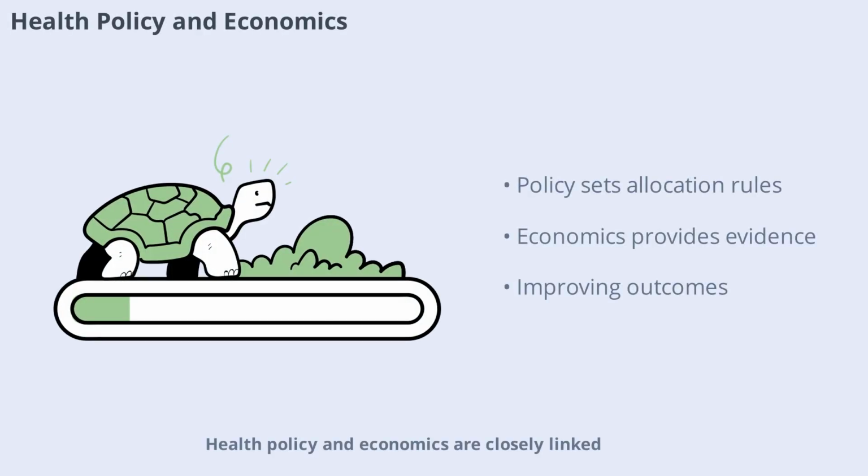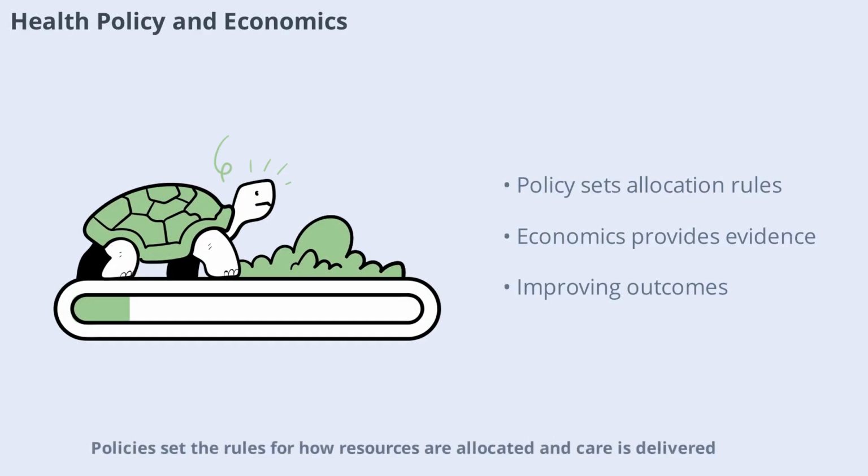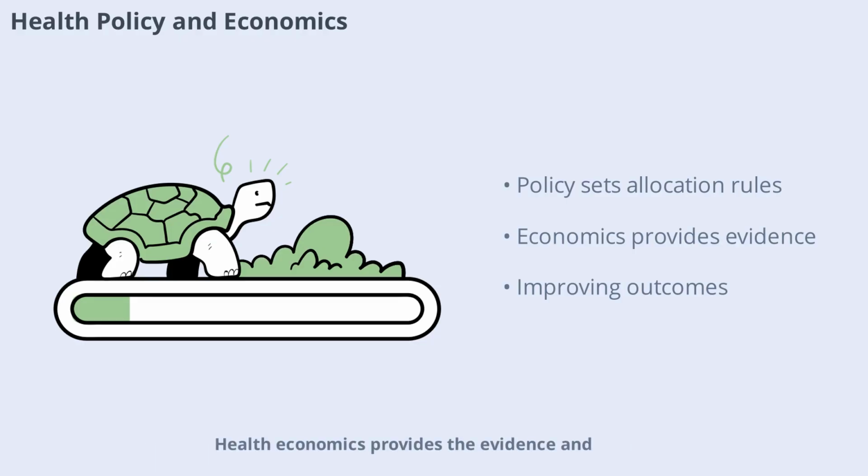Health policy and economics are closely linked. Policies set the rules for how resources are allocated and care is delivered. Health economics provides the evidence and analysis needed to design effective policies. By working together, policy and economics can improve health outcomes and ensure that resources are used wisely.